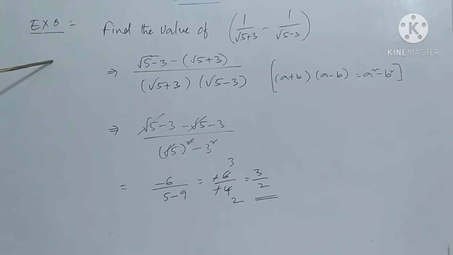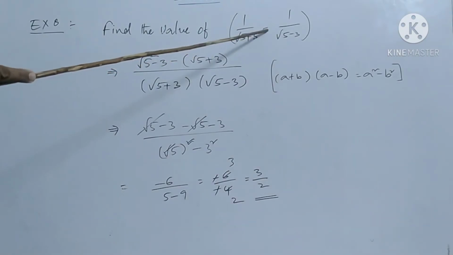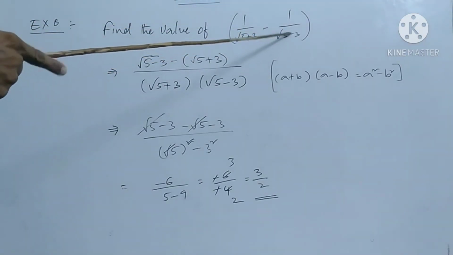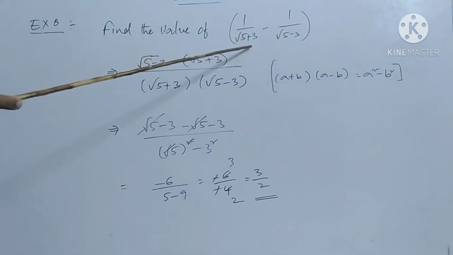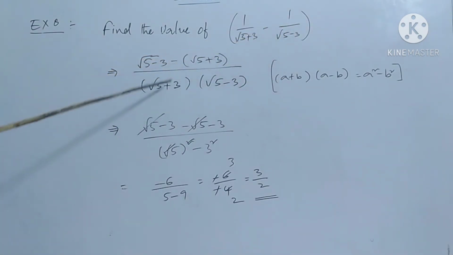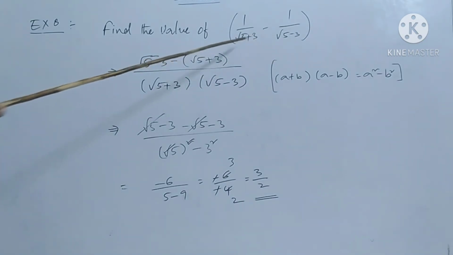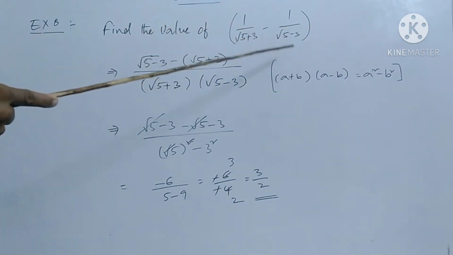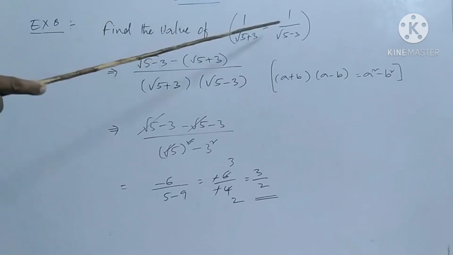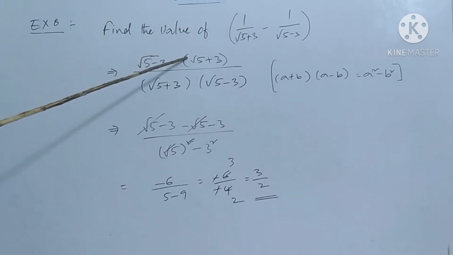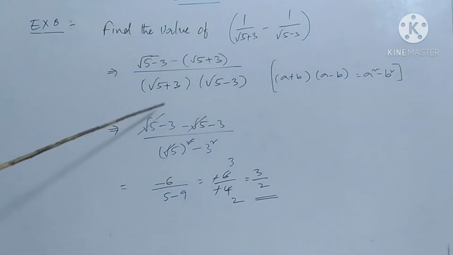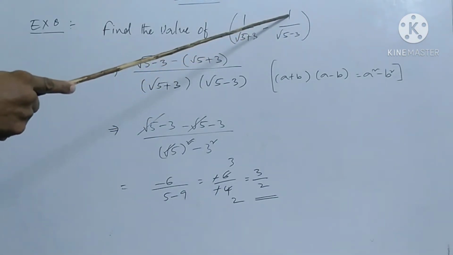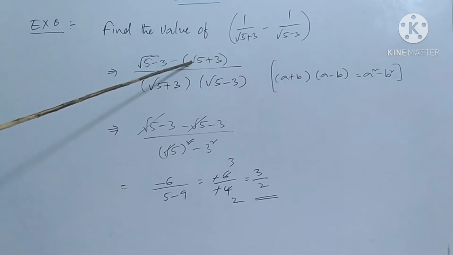This is 8th example. Find the value of 1 by root 5 plus 3 minus 1 by root 5 minus 3. So take the LCM. Here LCM is root 5 plus 3 into root 5 minus 3. So here root 5 plus 3, root 5 plus 3 cancel. Remaining term root 5 minus 3. Minus of, here root 5 minus 3, root 5 minus 3 cancel. Remaining terms are root 5 plus 3. Root 5 plus 3 into 1, root 5 plus 3.